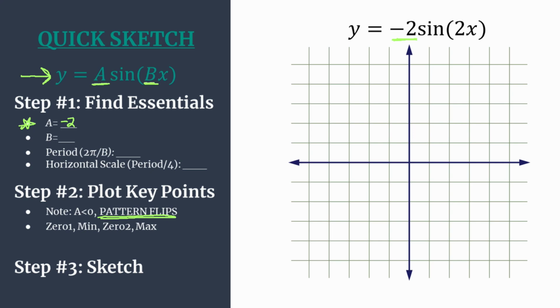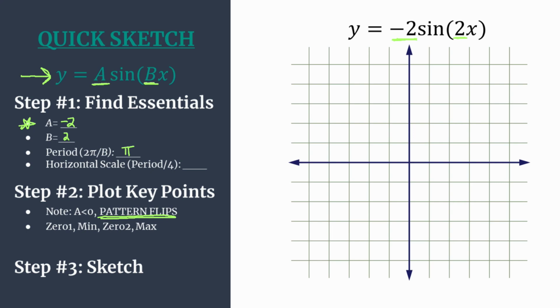All right, so moving on to b, that's the coefficient in front of x. In our equation, it's 2, and we'll use that to find the period. The formula is just 2 pi over b. Easy enough here, 2 pi divided by 2 is pi. And remember, the period is just the horizontal length of one cycle of the graph.